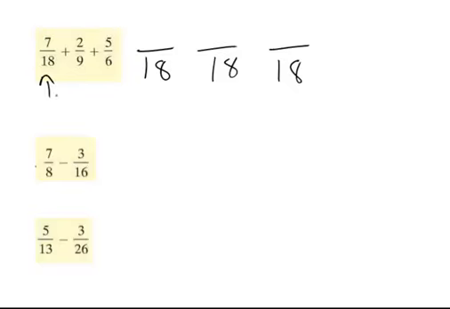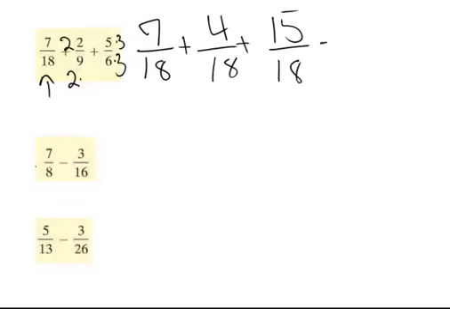In the first fraction, I didn't change the bottom, so I'm not going to change the top. In the second fraction, we multiplied 9 by 2, so I need to do 2 times 2. That's going to leave me with 4. In my last fraction, I multiplied this by 3, so I'm going to do that one by 3. That's a 15.